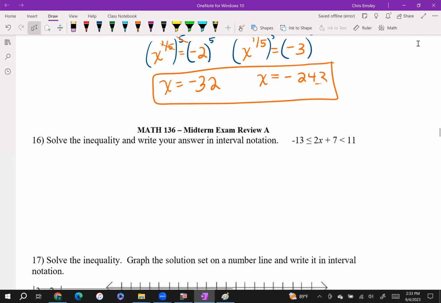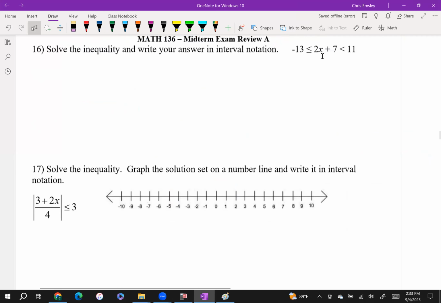Okay, next up we have an inequality. This is a little 3-part inequality where we want to keep that x in the middle and move everything else away or outside of that inequality. So the first thing I'm going to do is subtract that 7. I need to do it on the left and on the right. I'm going to come over here where I have more room. So -13 minus 7 is -20. And 11 minus 7 is 4.